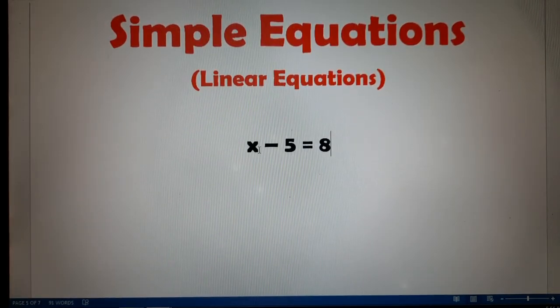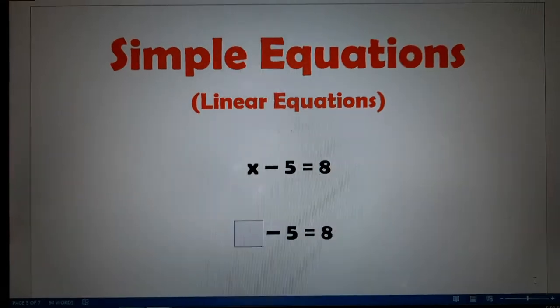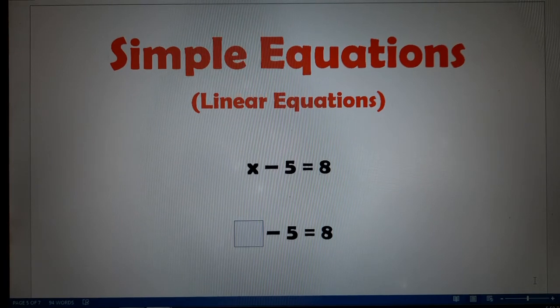Simple equations or linear equations. Look at the example given. x minus 5 equals 8. What is x here? x is something that we do not know the value. So this equation looks like blank minus 5 equals 8. Now we want to find the missing number. So to solve an equation means we have to find the value of variable.